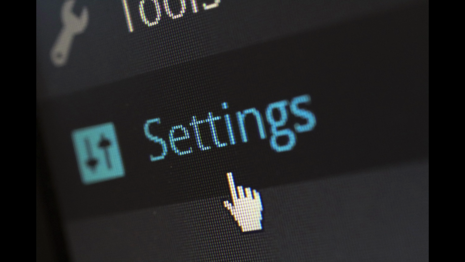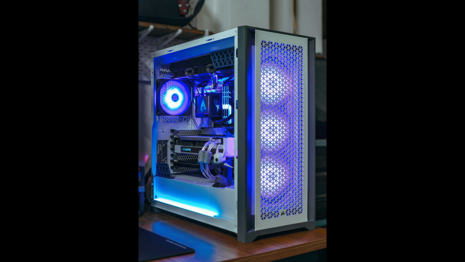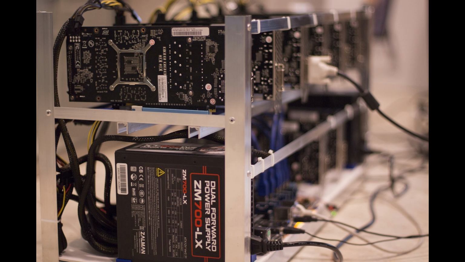Step 8, Configure your mining settings. Fine-tune your mining settings to achieve optimal results. We'll discuss important factors like hash rate, power consumption, and temperature management, ensuring your mining operation runs smoothly.